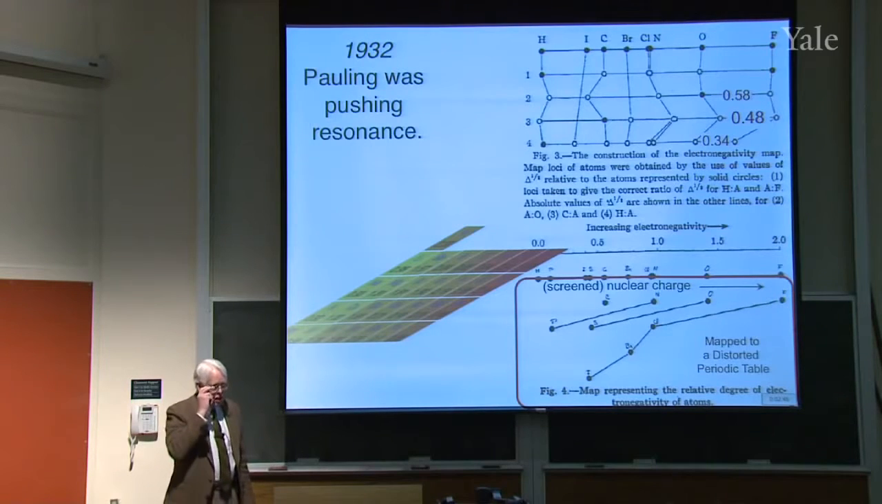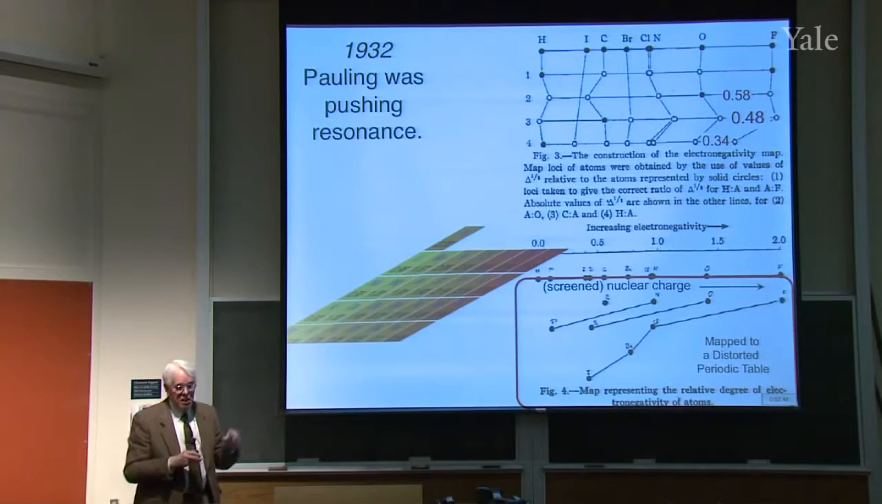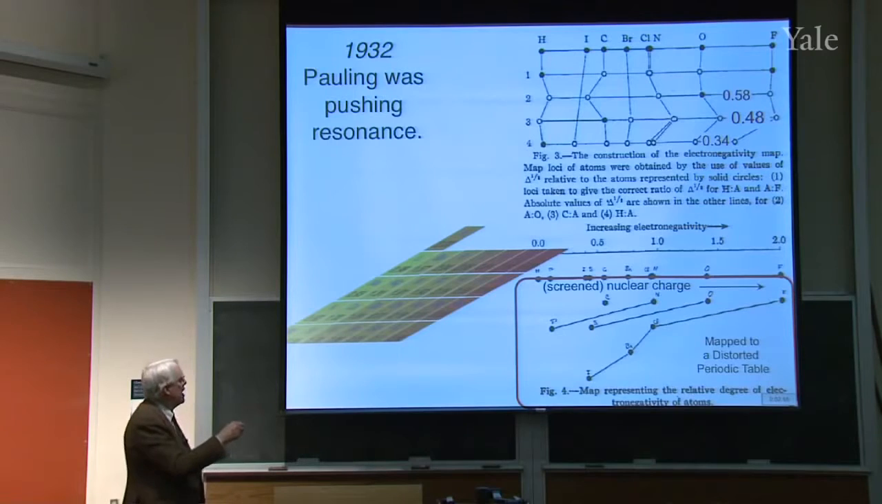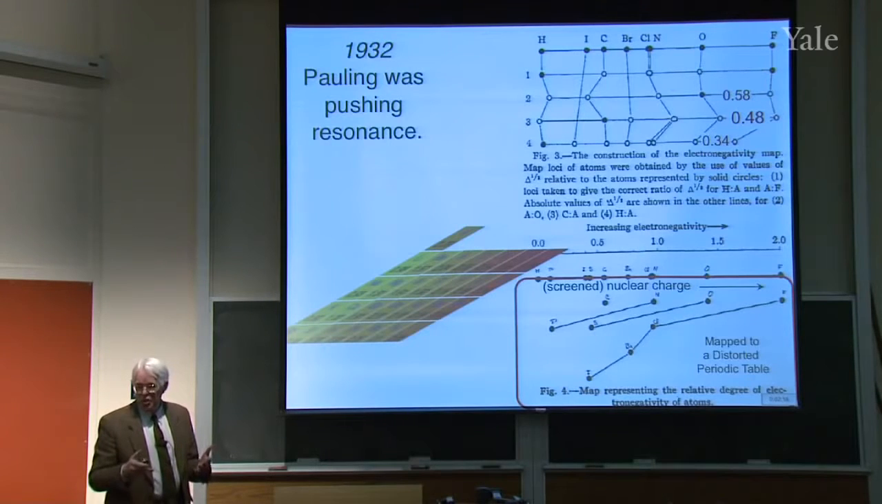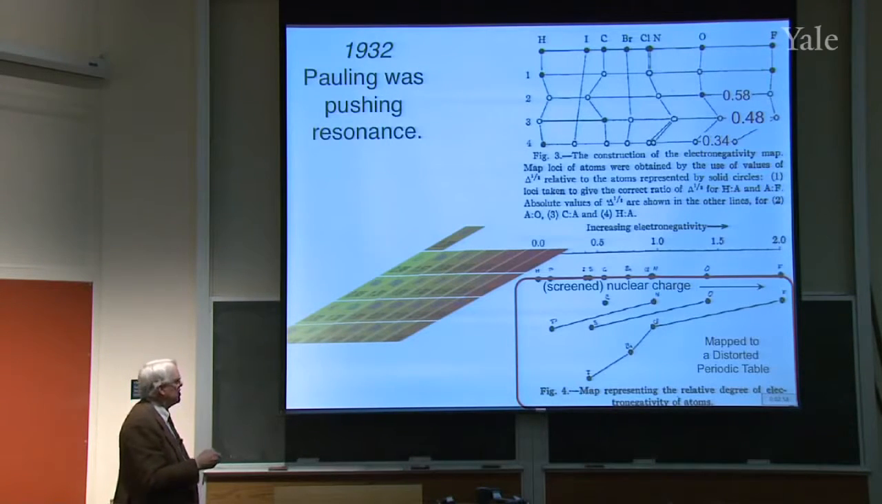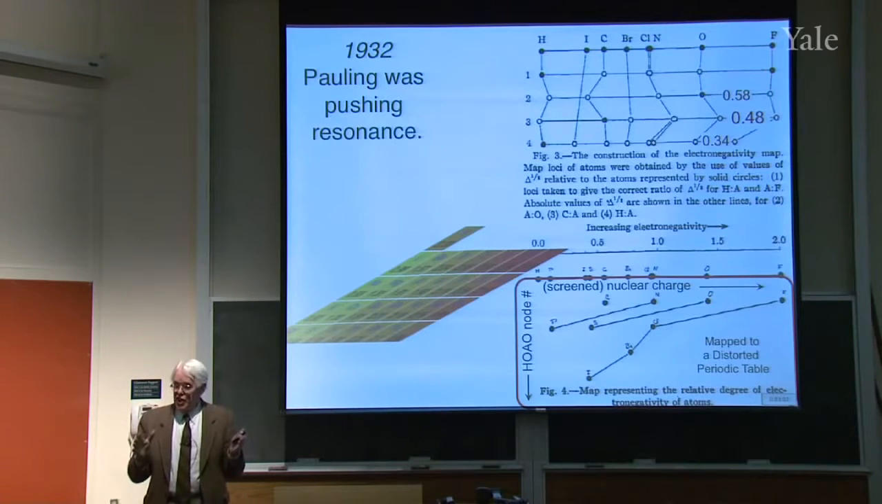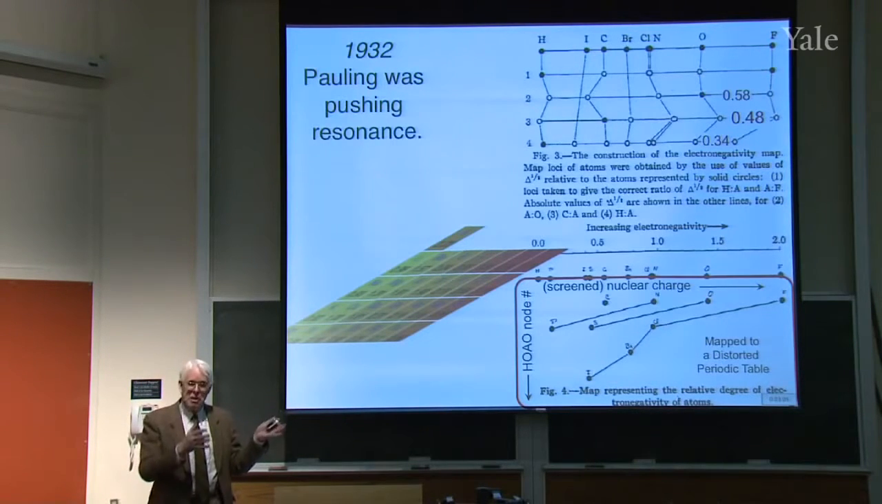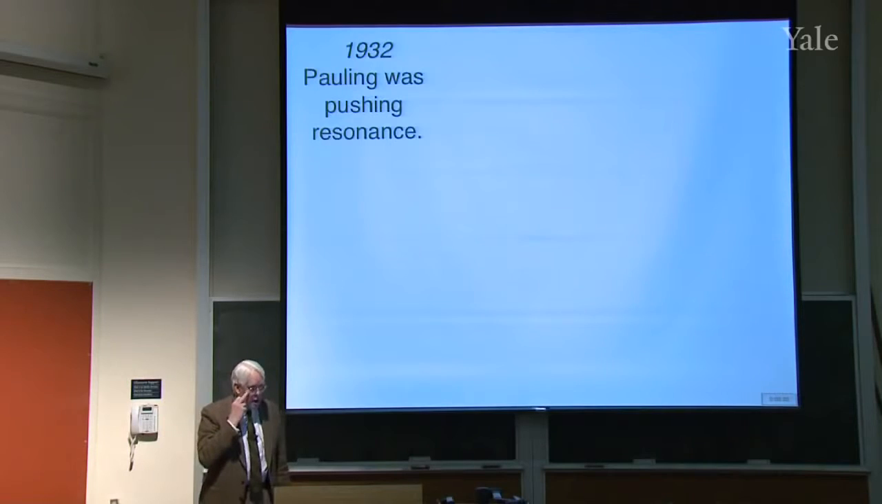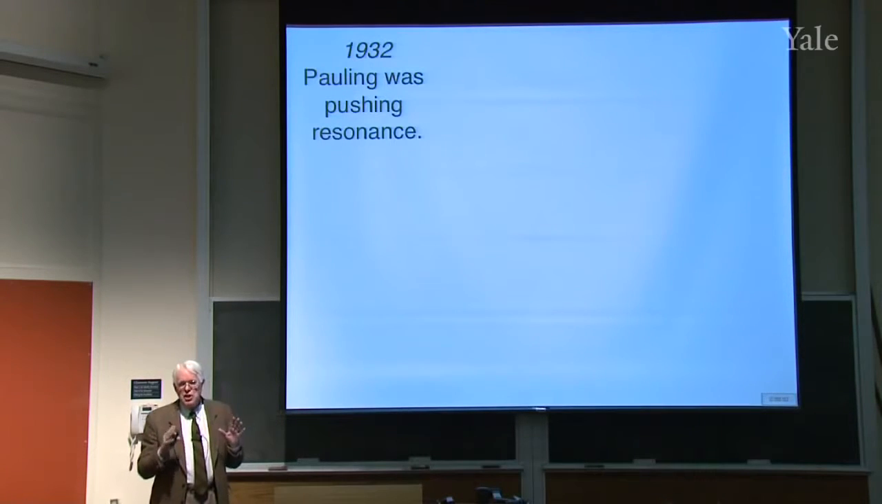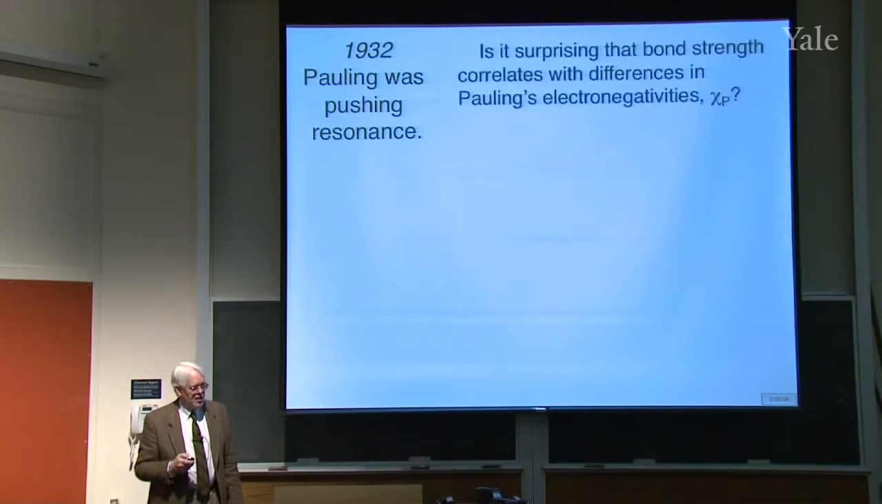Okay, and notice that what it really depends on is what the periodic table depends on: as you go across here, the nuclear charge is increasing, the screened nuclear charge. We talked about that last semester. And as you go down, the number of nodes in the valence shell is increasing. That's what gives the periodic table its character. That's what explains electronegativities. Okay? So the idea of this was to push the concept of resonance.